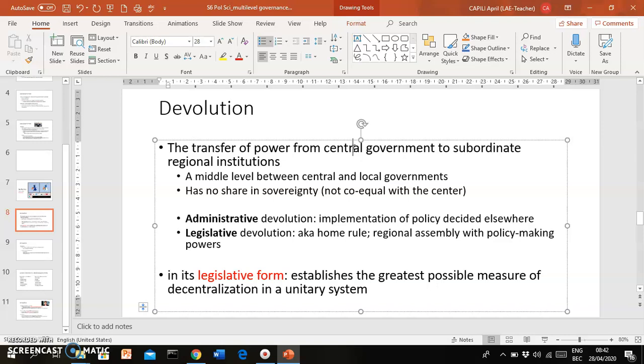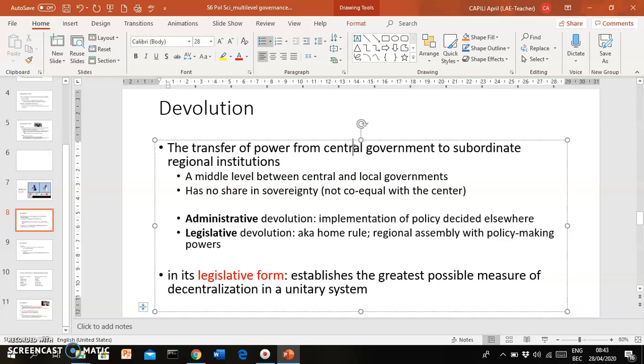Okay. Now these devolved powers are not co-equal to the center. They don't really share in sovereignty, or at the very least, not the same kind of sovereignty that the center has. Okay, so for instance, a good example would be the Stormont Parliament, the Northern Ireland Parliament. This doesn't have the same power as the London Parliament, okay, or Westminster.